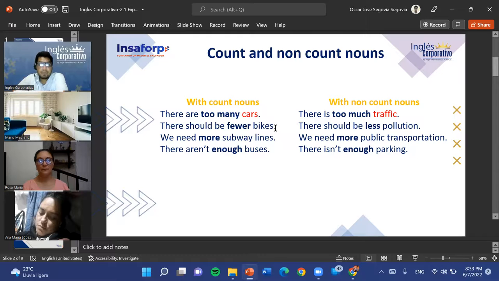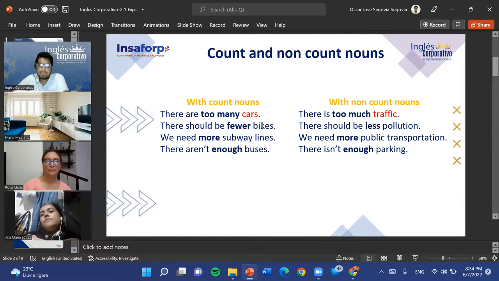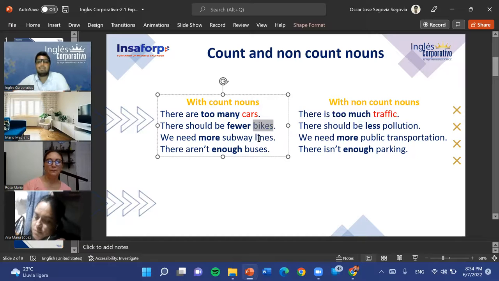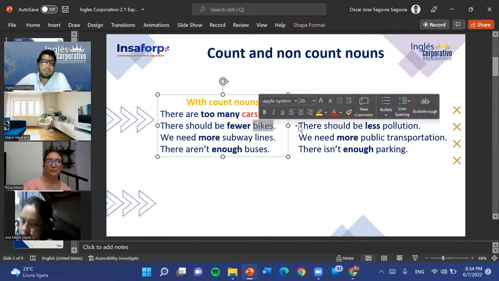Now, there should be fewer bikes. Significa que debería haber menos motocicletas. Esta es una forma de decir motocicletas. Aquí no me refería, ¿verdad?, a que debería haber menos bicicletas. Sí, porque también bicicletas se dice de esta forma. Pero pues para que sepan que pues motocicleta también se puede decir así. So there should be fewer bikes.